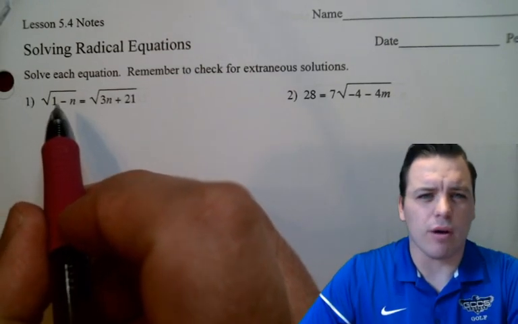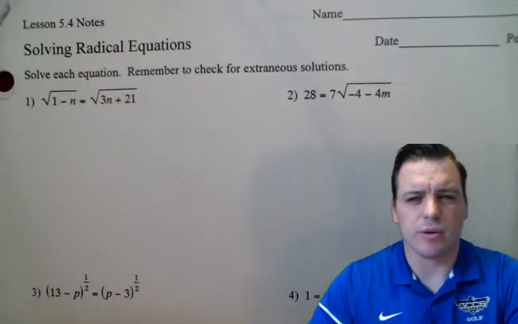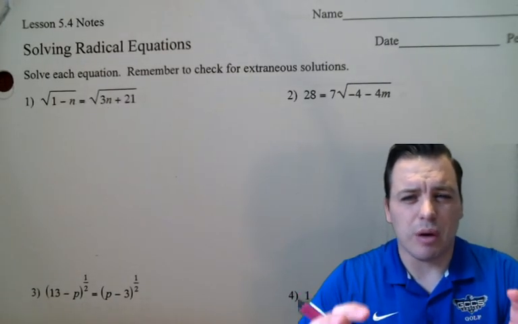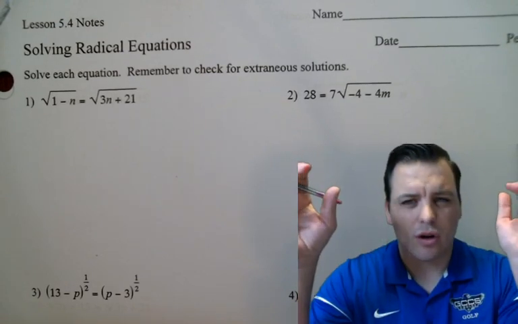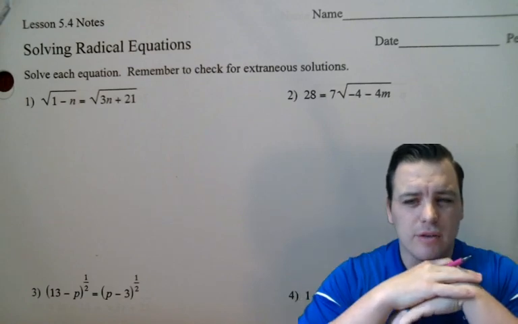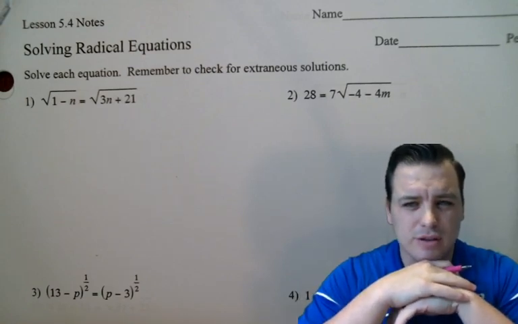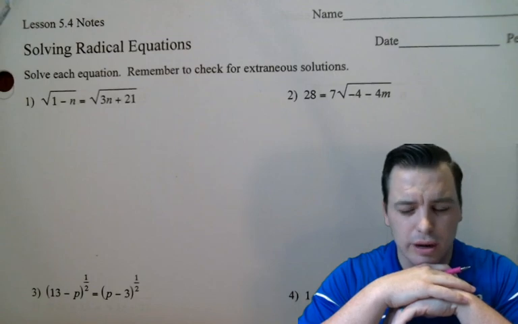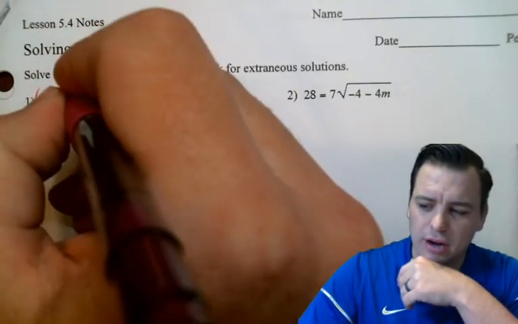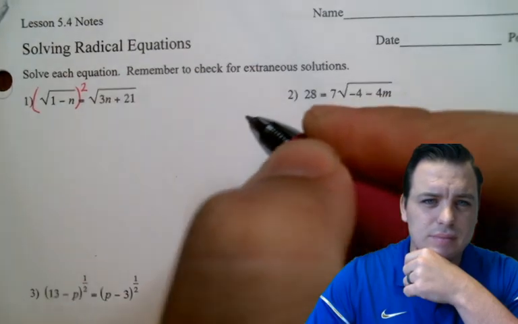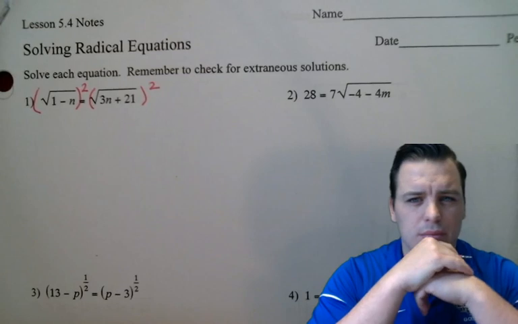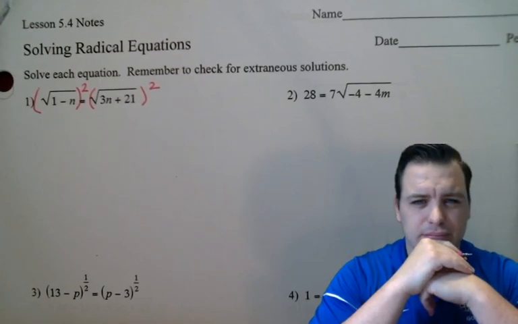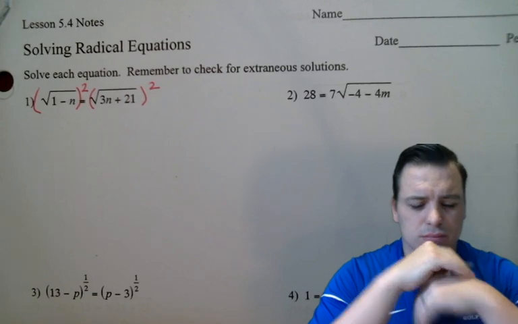So it's the square root of 1 minus n equals the square root of 3n plus 21. So I have square roots on both sides, and I need to get those square roots off. In order to do anything with equations, I have to do the inverse operation. And the inverse operation of square rooting is to square. So I'm going to square this side, and what I do to one side, I must do to the other.